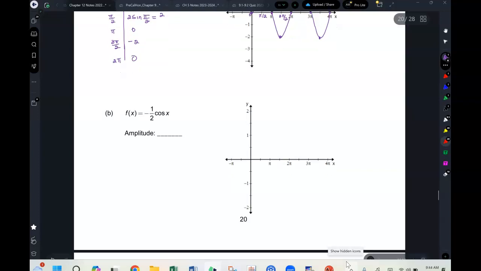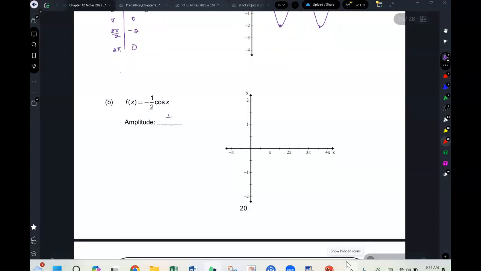Okay, so let's do -1/2 cosine x. What's the amplitude? Ooh, 1/2. Always positive. Good. So we're going to go from 0 to 2 pi. So let's see, x and f of x: 0, pi over 2, pi, 3 pi over 2, 2 pi.